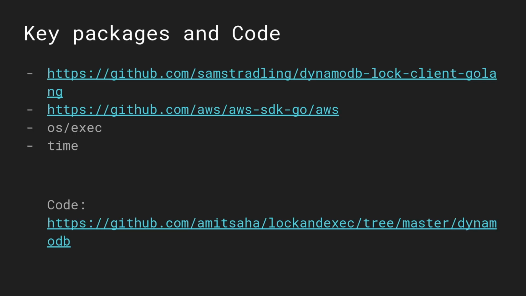So the key packages would be the DynamoDB lock client, Golang implementation, the AWS SDK for Go, os/exec, and the time package. I've got this working example in my GitHub repo on this particular link as well, so you can check it out.